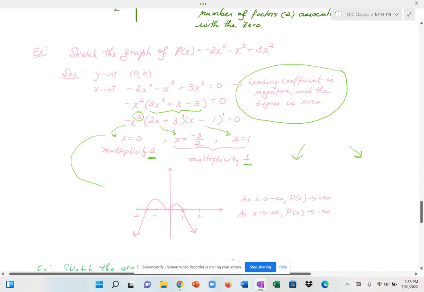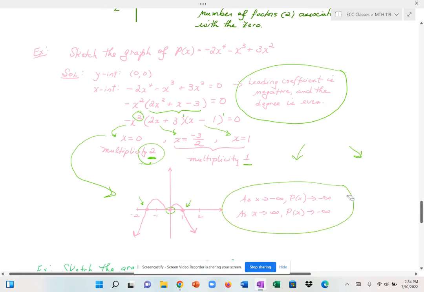I graph these 3 points. So negative 3 halves, 0 is first, 0, 0 is second, and 1, 0 is the third point. So I drop left, so that means I'm going to go up, go through the negative 3 halves because the multiplicity is odd, then come back down and then bounce here at 0, 0 because the multiplicity is even, and then go back up and then down again and go through that 0 because the multiplicity is odd. And here is your beginning and ending behavior.